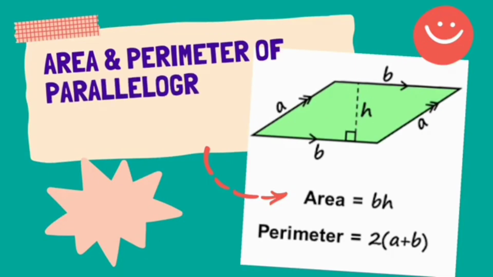Next, let's see the formulas for the area and perimeter of a parallelogram. The area of a parallelogram is the base times the perpendicular height, while the perimeter of a parallelogram is 2 multiplying the slant side plus the base.